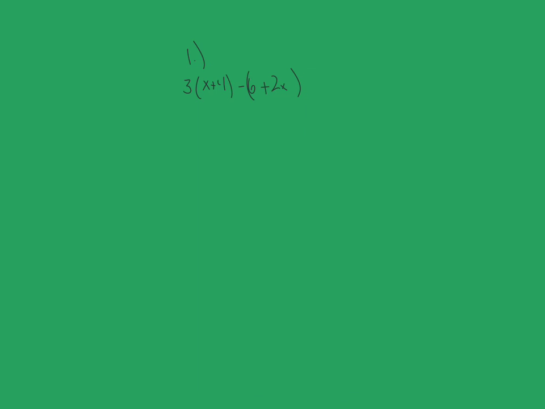Alright, so number 1, we have 3 times the quantity x plus 4, minus the quantity 6 plus 2x, in parentheses. Remember, you distribute the 3, so you get 3x plus 12. You also have to distribute the negative sign, so you're going to have minus 6 minus 2x. Now you're going to combine like terms. So I'm going to put x's with x's. 3x minus 2x, I'm going to get just x. And then I'm going to do 12 minus 6 to get plus 6. That's it for number 1.